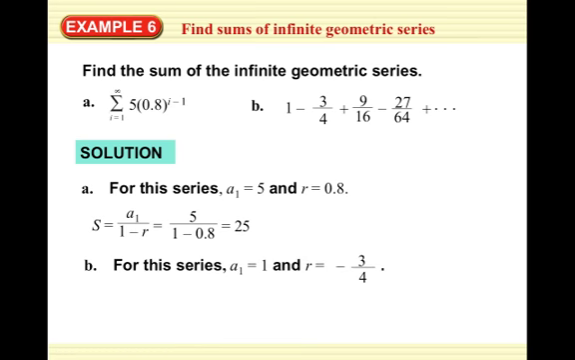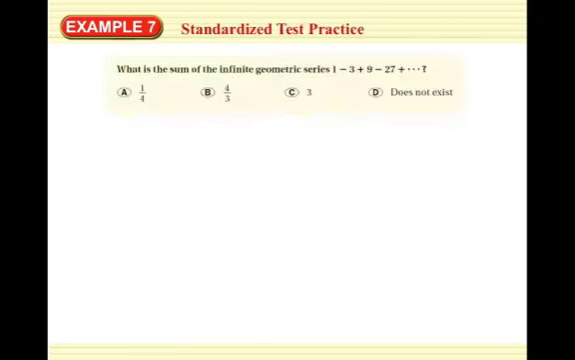All right, if we look at the next series, you have a1 equaling 1 and r equaling negative 3/4. Negative 3/4 has an absolute value less than 1, so we're going to plug in. We have 1 over 1 minus negative 3/4, so that's 1 plus 3/4. And so that 1 is 4/4 plus 3/4, which gives you 7/4. 1 divided by 7/4 is 4/7.